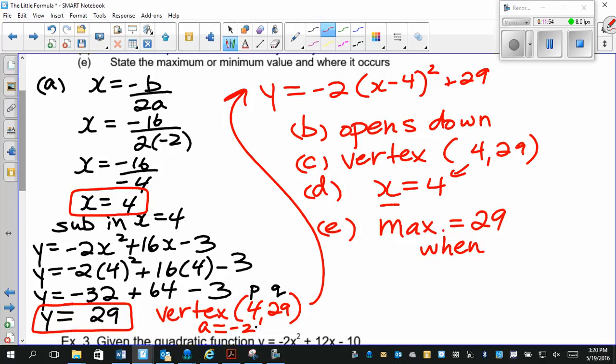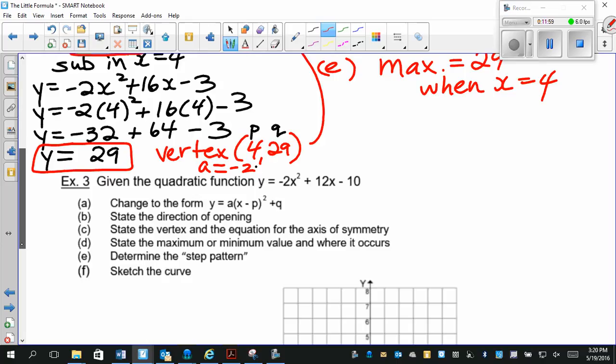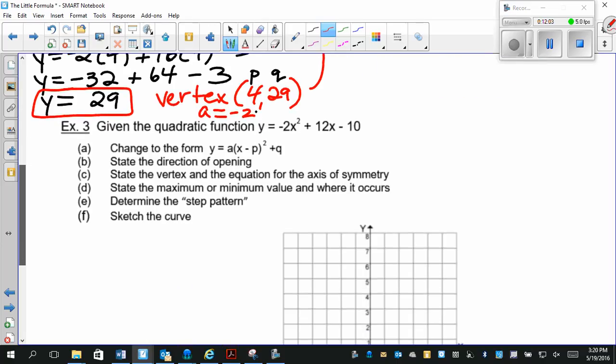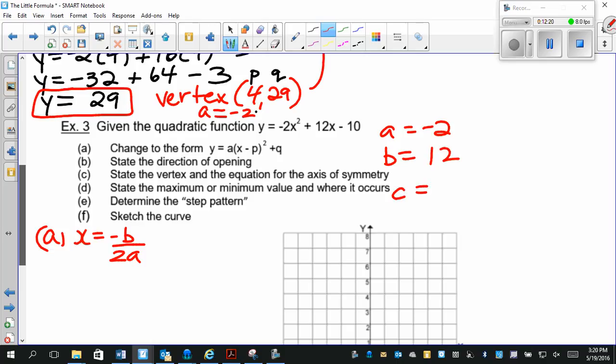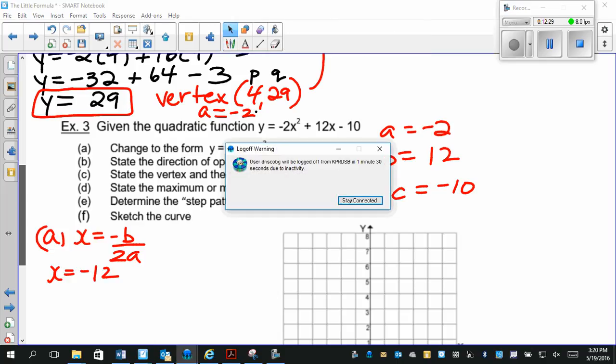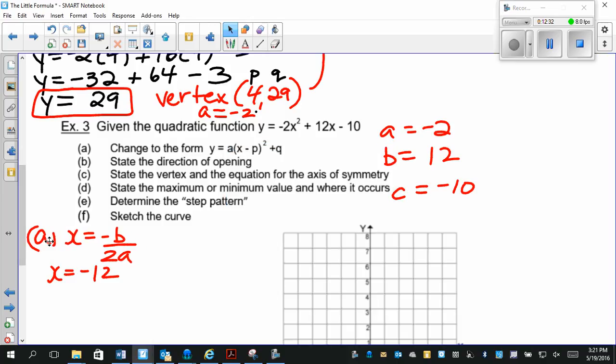Okay, one last one to try here. And we'll do a little bit of graphing here as well. So for this one, we'll start with our little formula. So we got -2, 12, and -10. So x equals negative b over 2a. So I got -12 on top and then 2 times a, so 2 times -2 on the bottom. When I solve that, I'm going to get x equals 3.